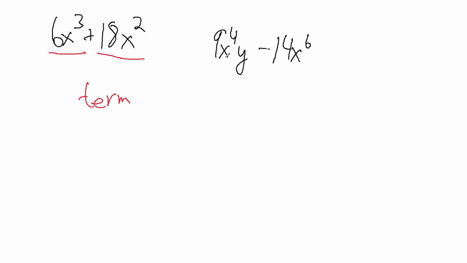We have a number times a variable raised to a power times another variable, minus another number times a variable raised to a power. And again, we have two terms, 9x to the fourth y minus 14x to the sixth. So two terms there.